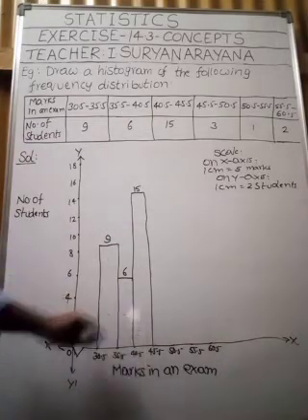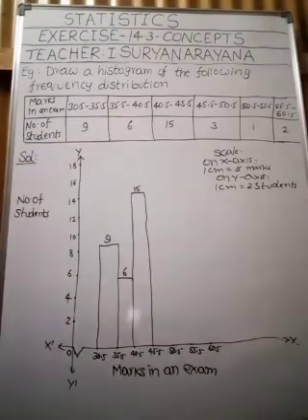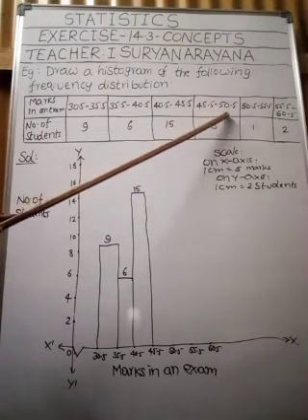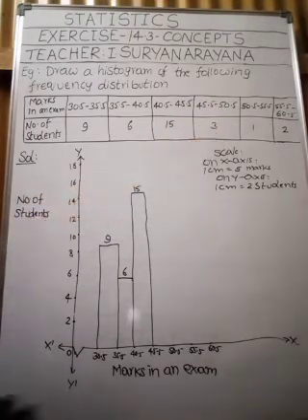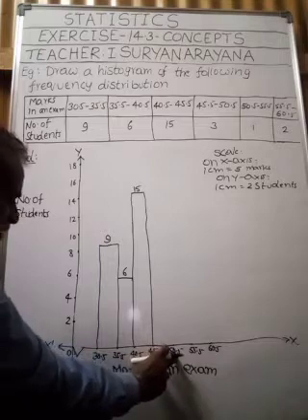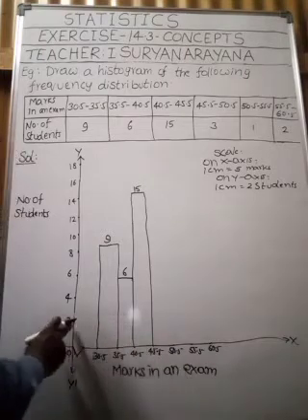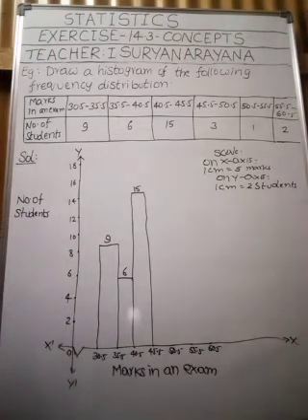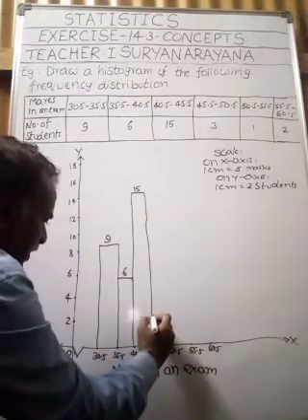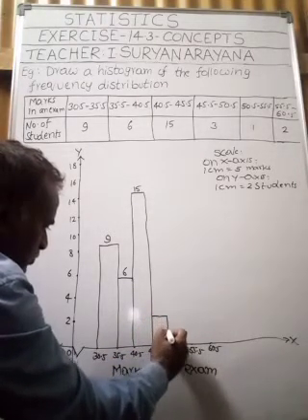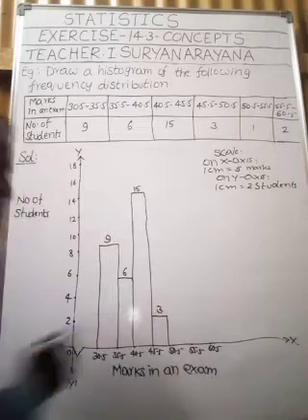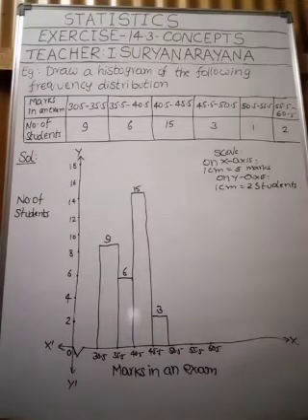Understood this rectangle? Right. Next, 45.5 to 50.5, only 3 students. So it lies between 2 and 4. It is a midpoint, just the middle. 3 students. Understood this rectangle, my dear children?